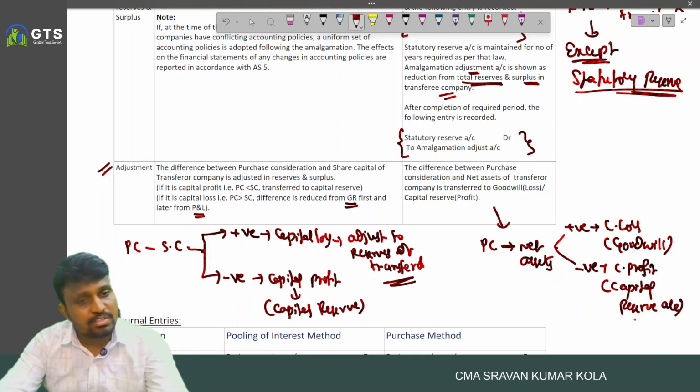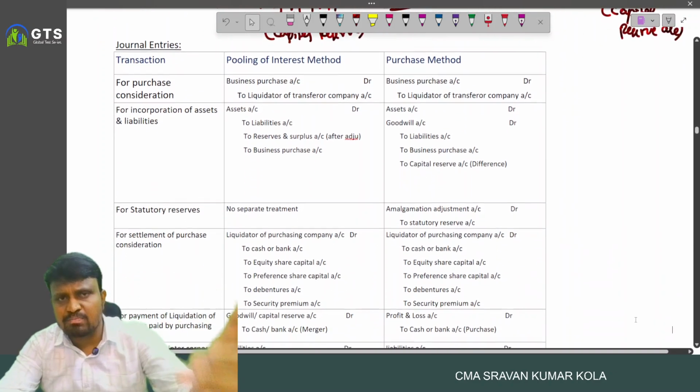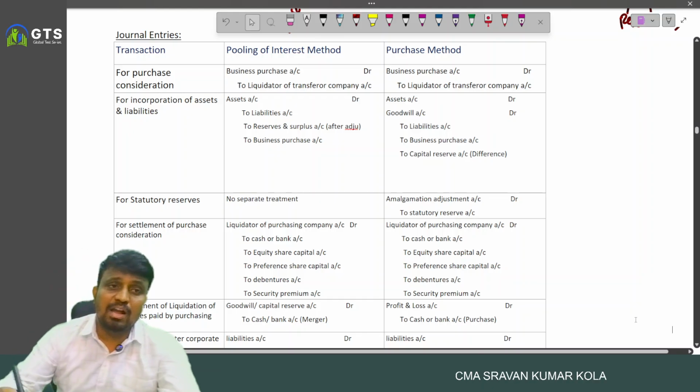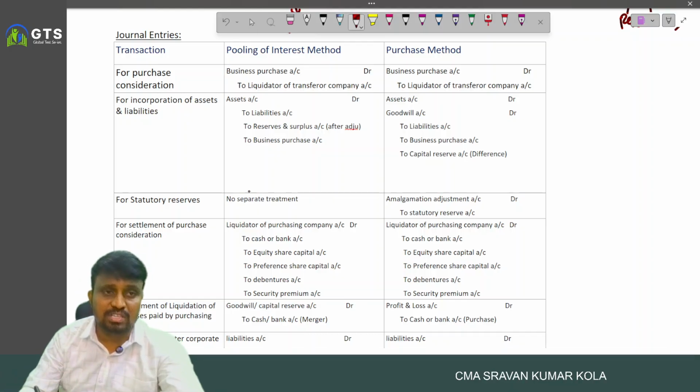Okay, so this is the one. And then we'll discuss the entries. What we discussed here, we will now discuss in the form of entries. First, what are the journal entries to be recorded in the books of the transferee?